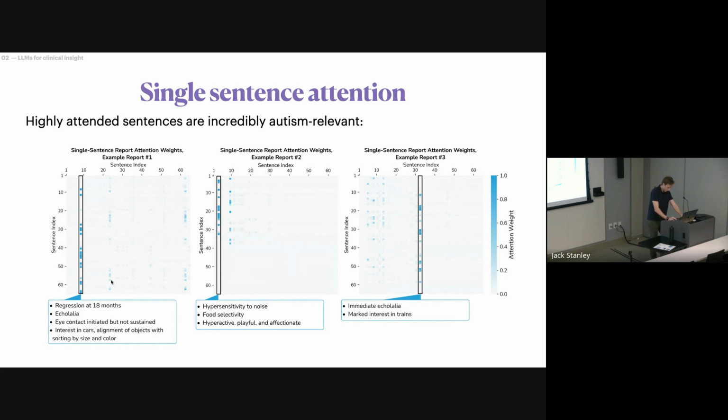So for example, in this one we have things like echolalia, which if you're not familiar with this term is essentially just unstructured vocalizations that don't necessarily have a meaning. And eye contact initiated but not sustained, and then special interest in things like cars, alignment of objects, sorting by size and color. So these are very autism indicative sentences. And you can see that there's quite a wide variety that our language model identifies as being indicative of autism.